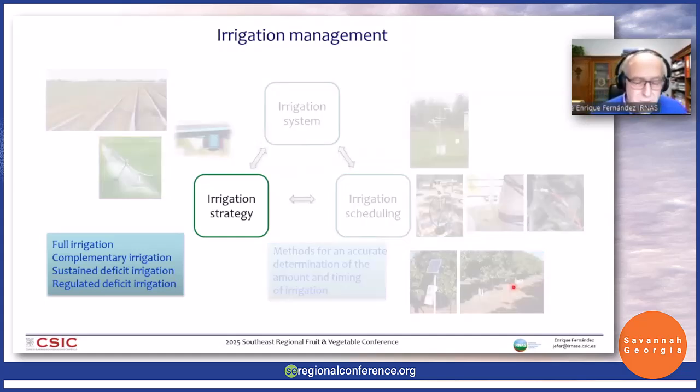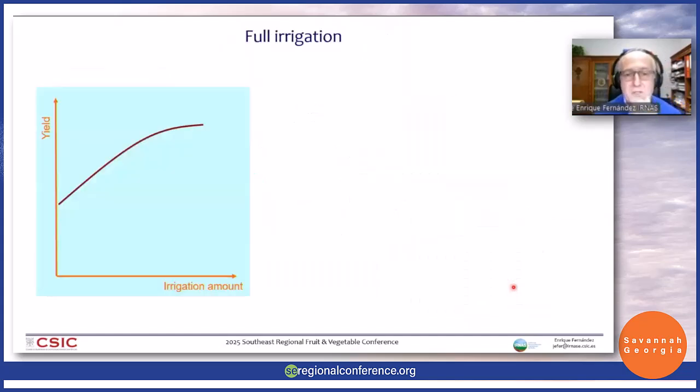Let's start with the irrigation strategy. For instance, let's start with full irrigation. This curve that you can see there on the screen is what we call the production curve. This is the shape that it has for most fruit tree species, including peach. As you can see, when you increase the irrigation, there is a linear response of yield. And later on, when you are approaching the maximum yield, the curve becomes horizontal.